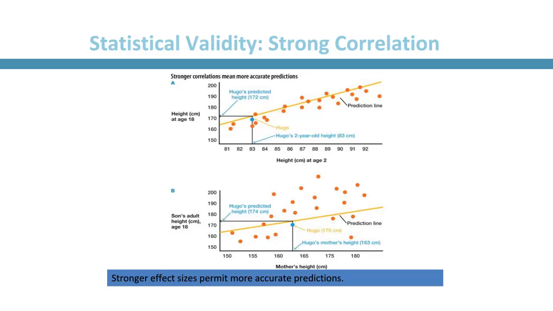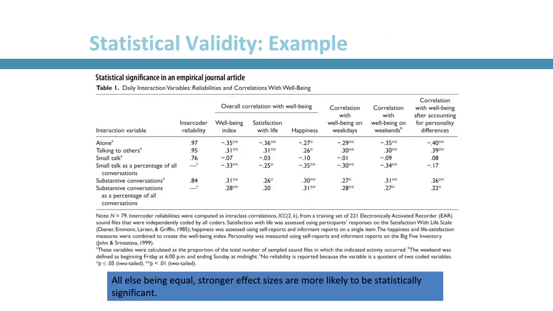You have less error in A than you do with B, where you have more variability, they're more spread out, they're further from the line. And so stronger effect sizes really do give you better prediction because there's less variability, there's less error there. So stronger effect sizes lead to more accurate predictions, which is why we're concerned with this topic at all. So in this slide we start to consider statistical significance.